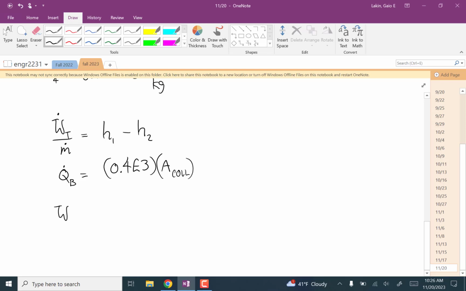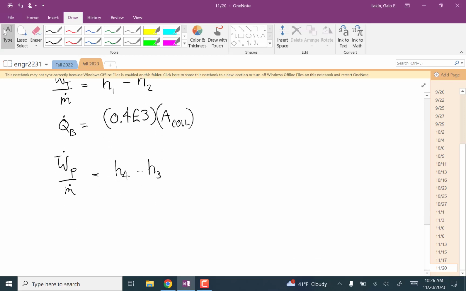We know the work given to the pump divided by m dot is equal to H4 minus H3. We know the heat lost at the condenser per m dot is H2 minus H3.